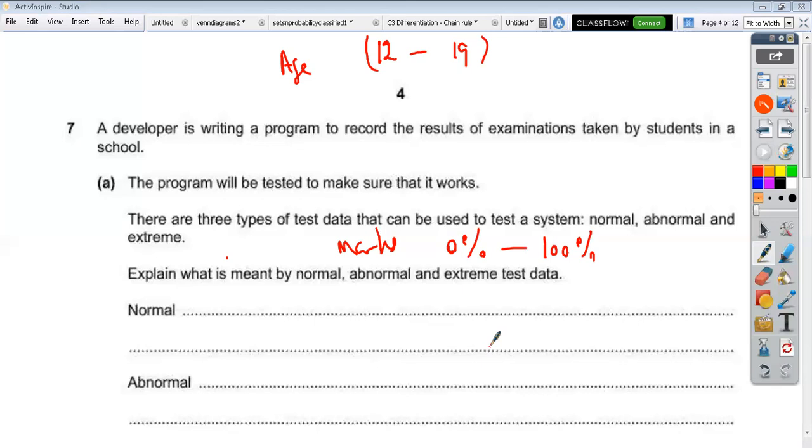Abnormal data is data that is outside the given range, so it's incorrect data. Are you writing those definitions? Normal data, I said, is data within the given range, correct data. Abnormal data is data outside the given range. That's what we call abnormal, incorrect data.